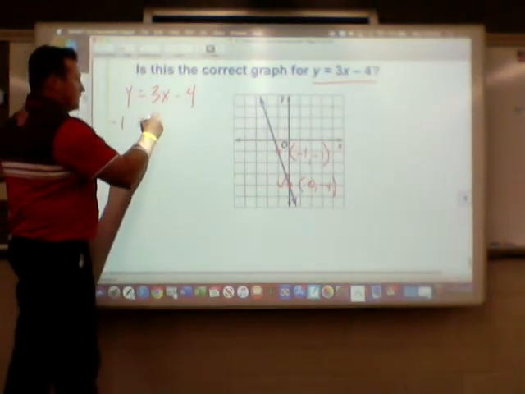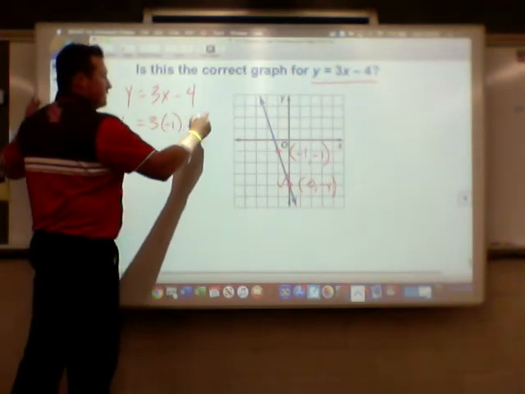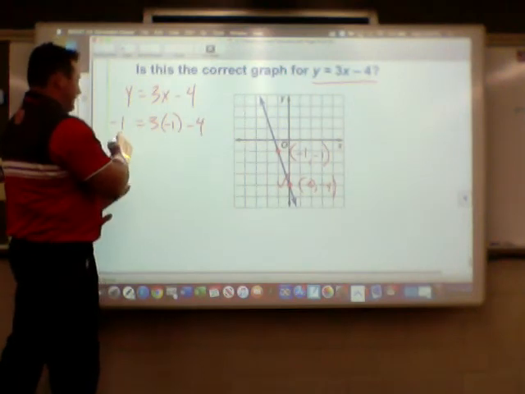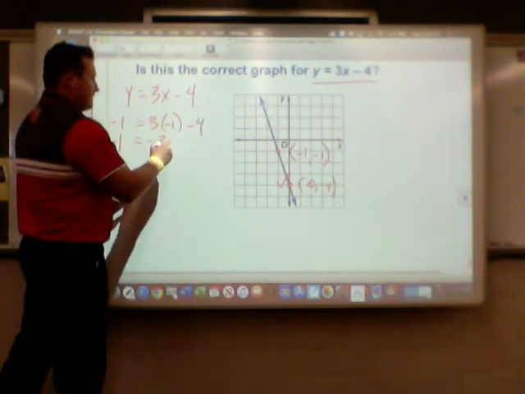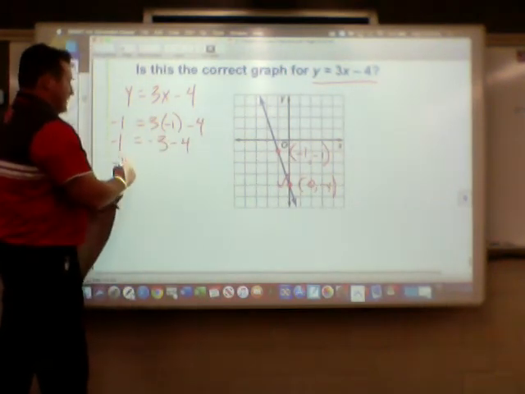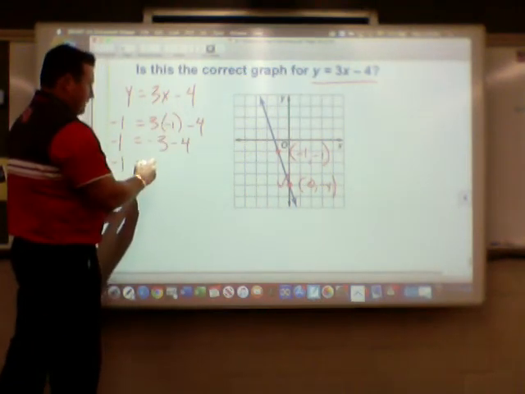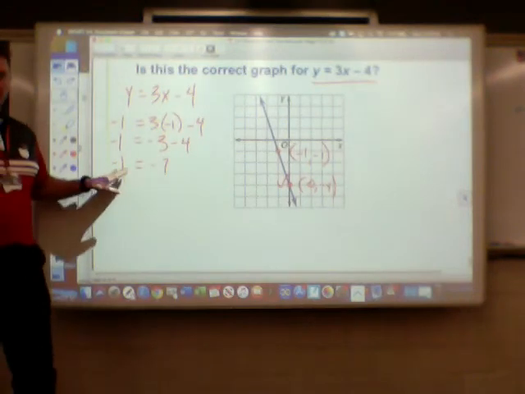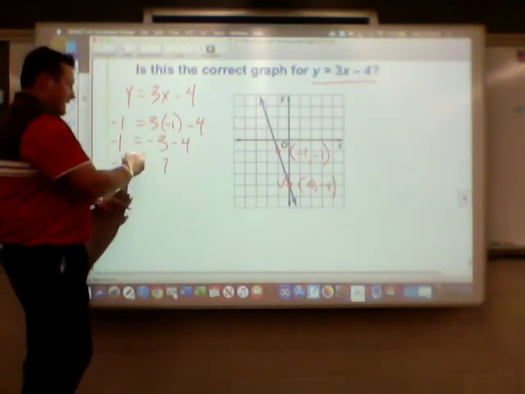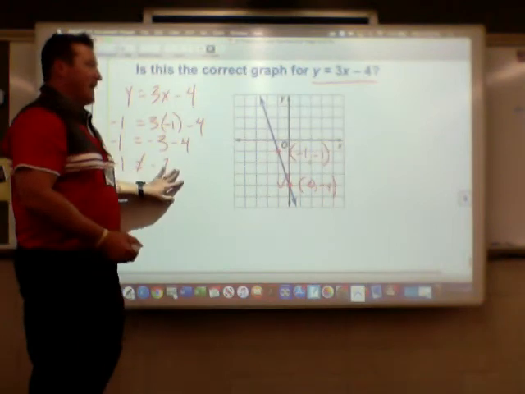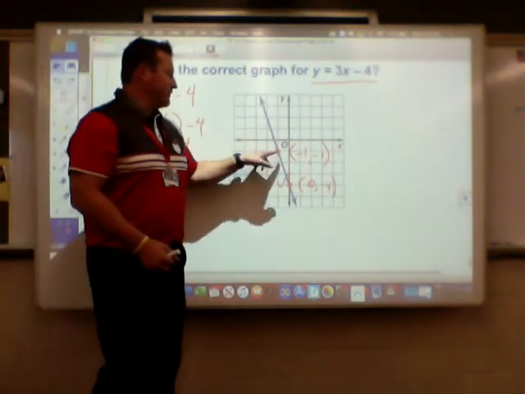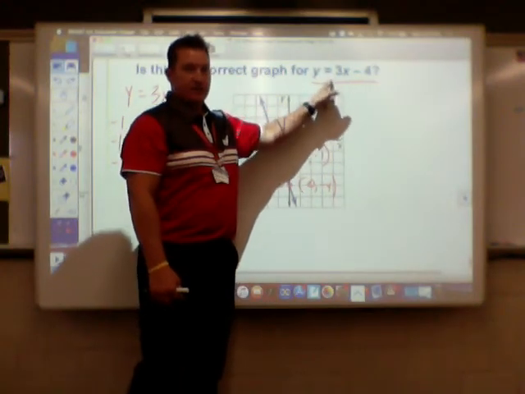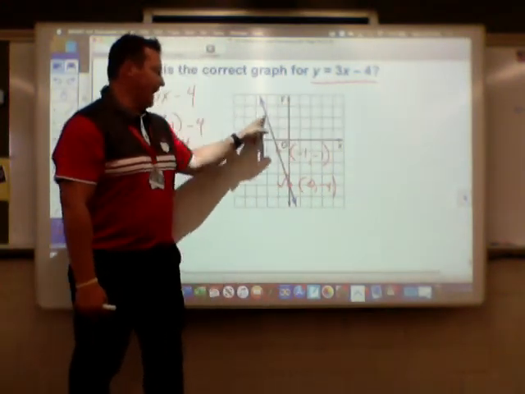So y is -1, x is also -1. 3 times what here? -1 equals, this should be -3 minus 4. -3 minus 4. Good job, Kendrick. -7. Is this a true sentence? Does -1 equal -7? Not in my world. That means, guys, that this ordered pair cannot match up with this. So this linear function is not this one.